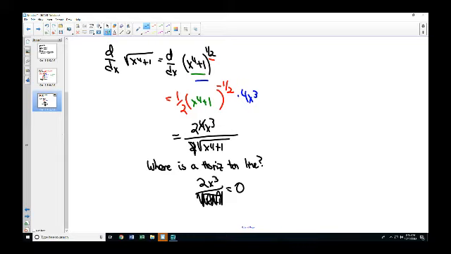So what does x equal? It's really easy. 0. This is a horizontal tangent line at x equals 0. Okay. What else could I ask on this question? Yeah, you could also do a vertical tangent line.